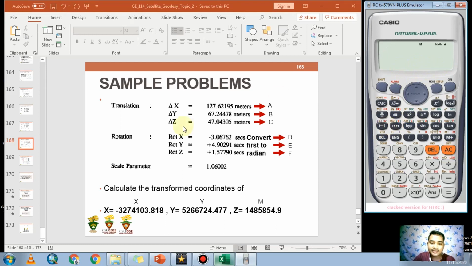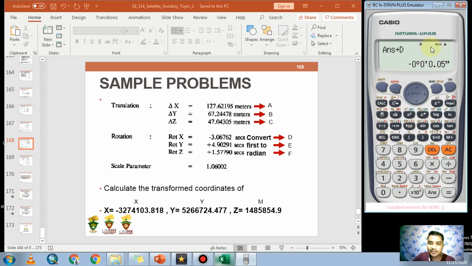Alright, so the next one is ang rotation X. Ang rotation X is negative 3.06762 seconds. But first, let us convert this into radians. To convert that, so again, negative 0 degrees, 0 minutes, then 3.06762 seconds. Times, kinahanglan siya i-radian, ato siyang i-times of pi over 180. Then equals, ana nga value, ato siyang i-store sa memory D.